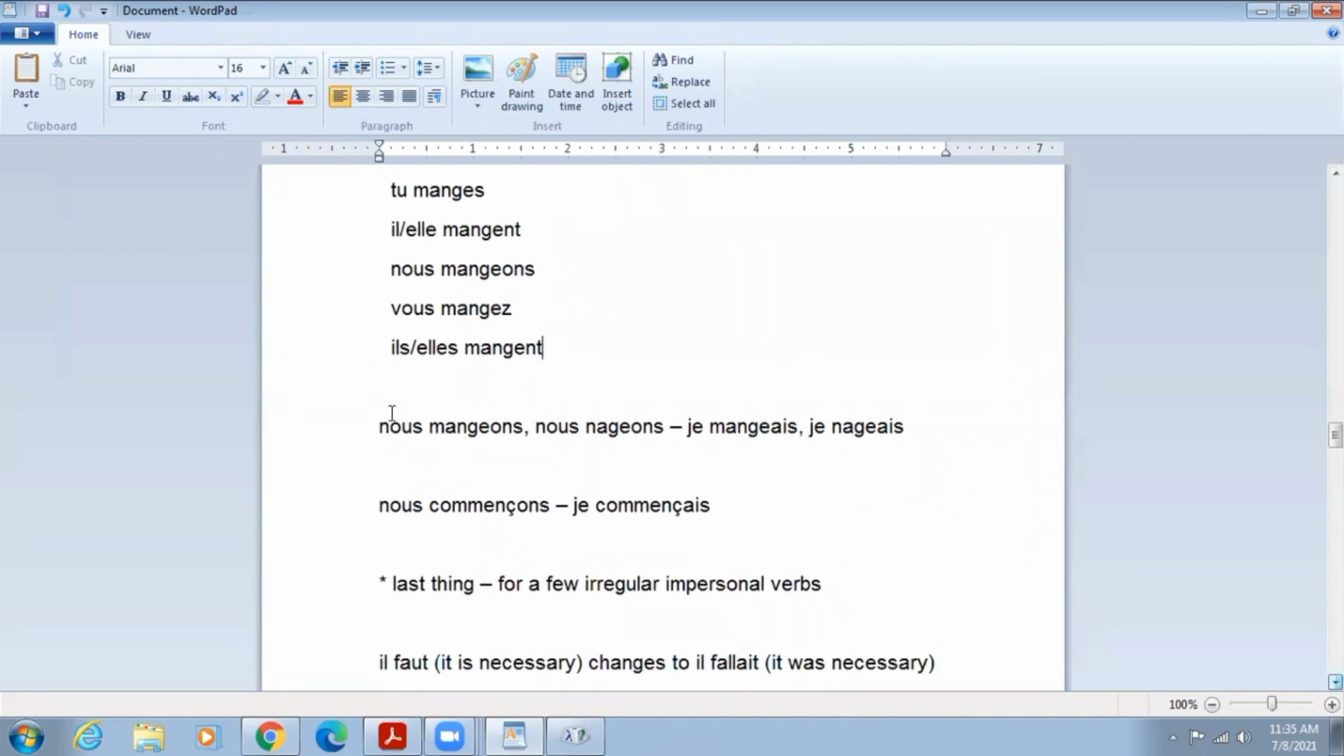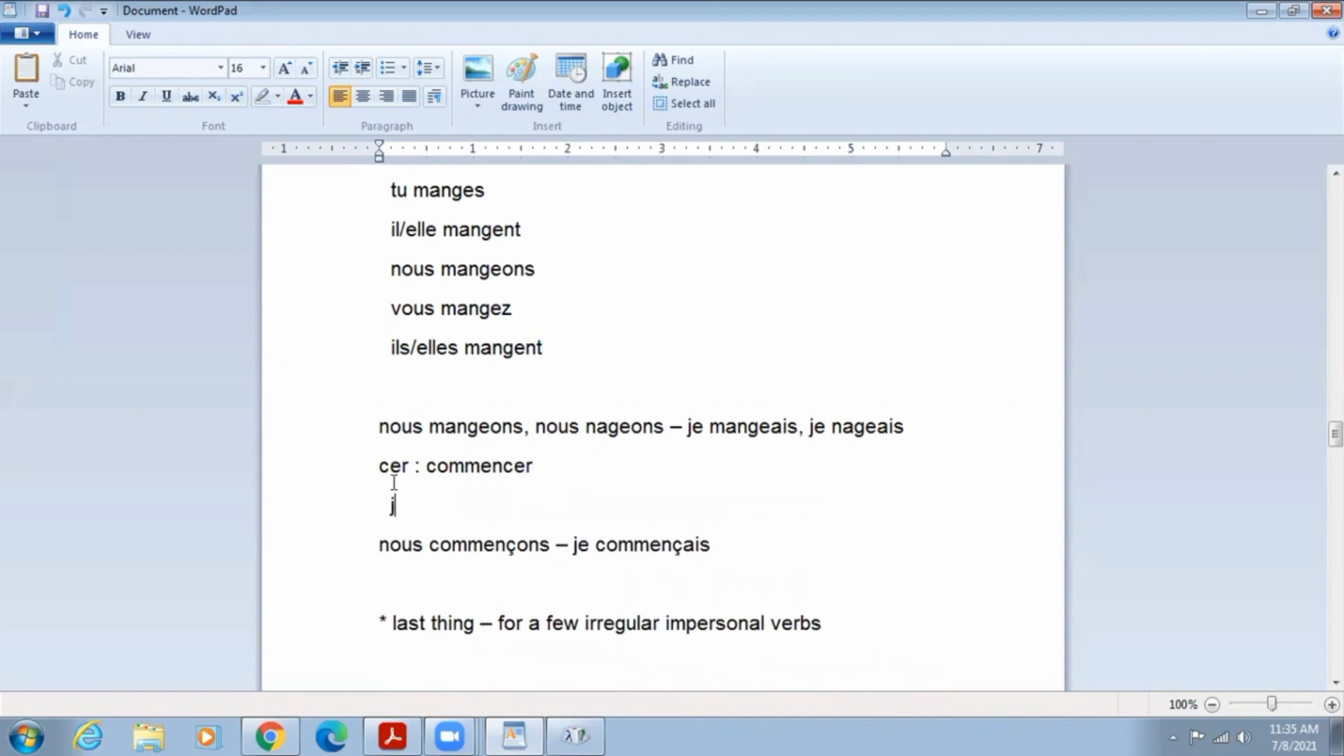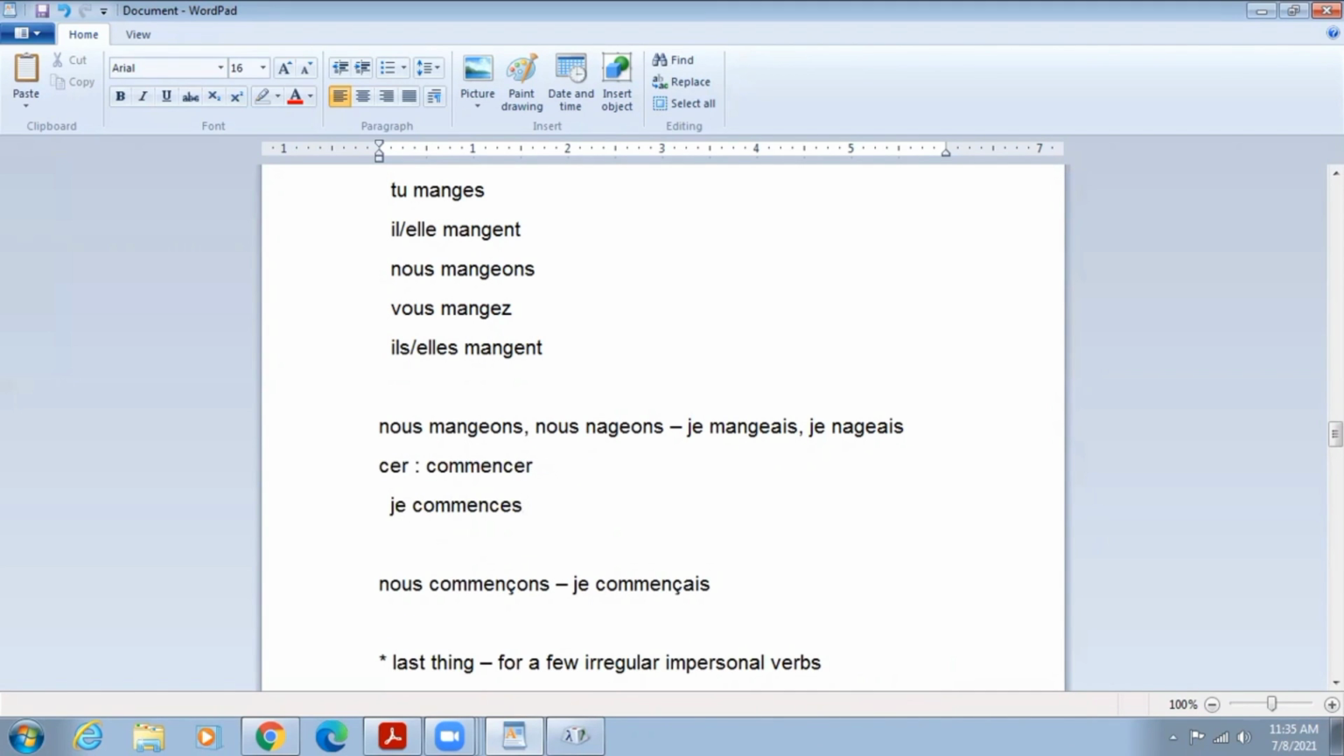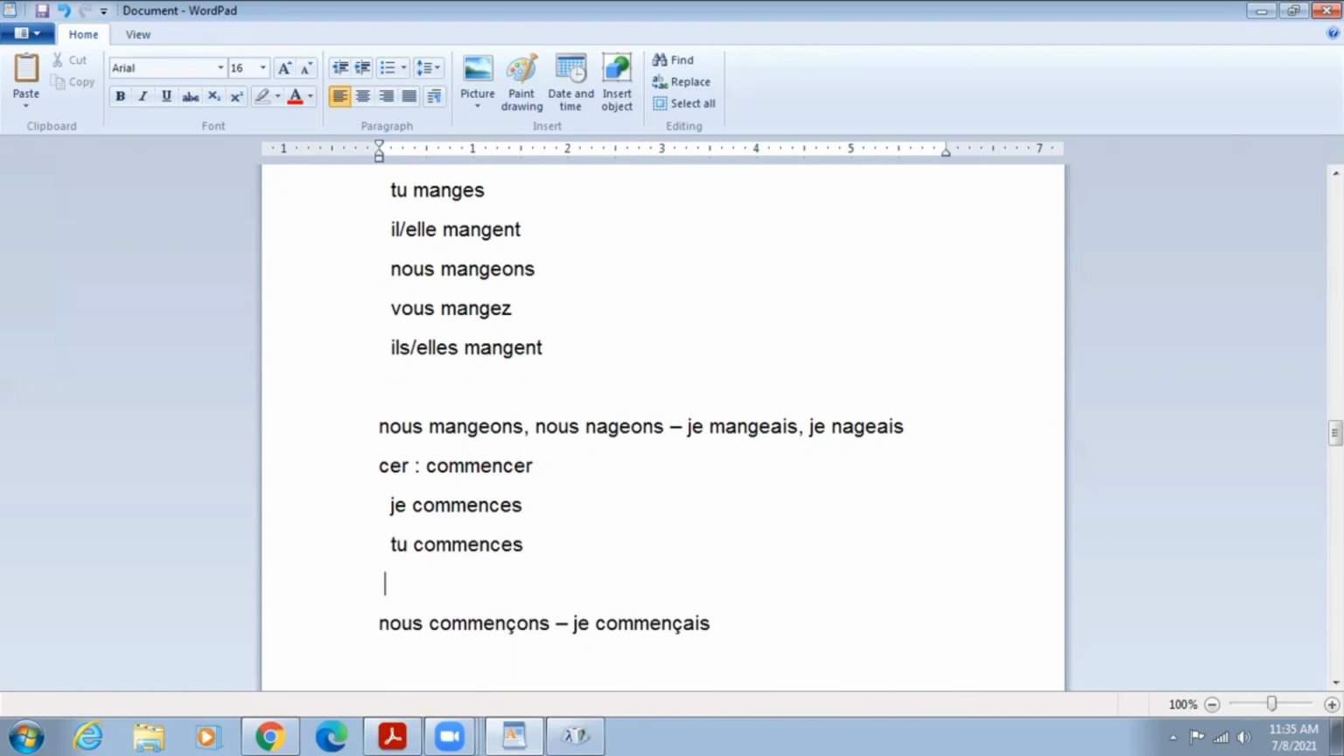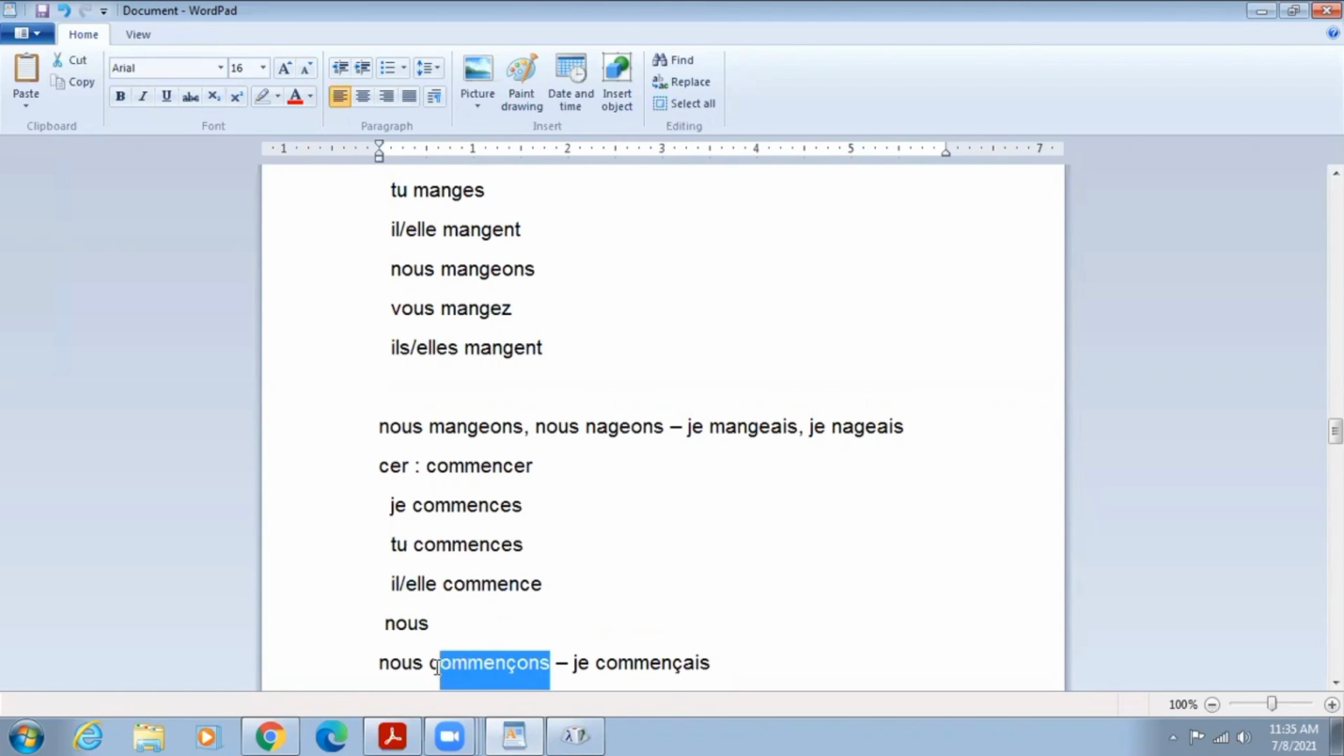If we have a CER verb, let's say, commencer. So it's like, je commence, tu commences, il commence, nous. Now here, remember one thing.